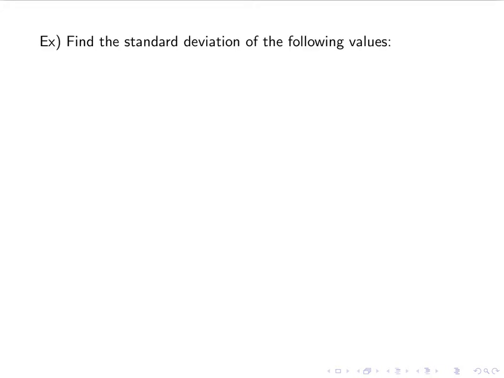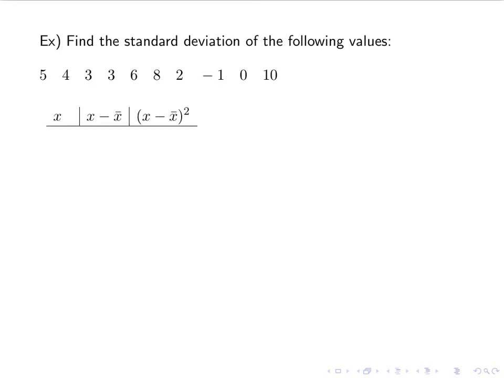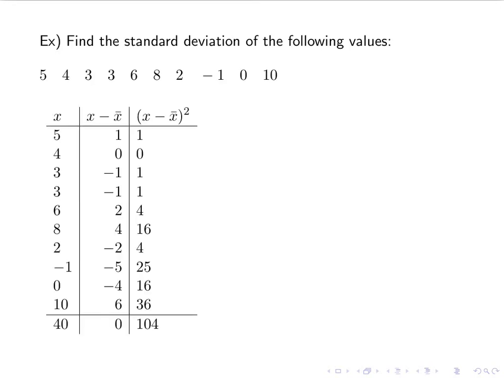So let's try another one. Find the standard deviation of 5, 4, 3, 3, 6, 8, 2, negative 1, 0, 10. So again, I'm going to start with my table. And again, I'll talk about how I get all these values.